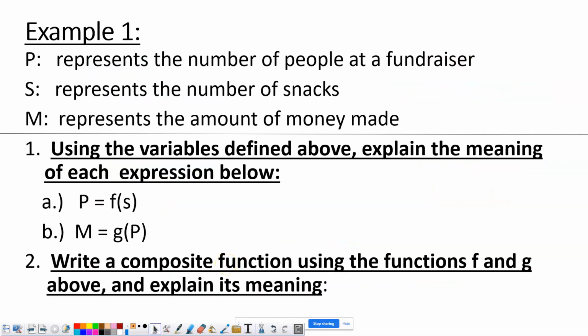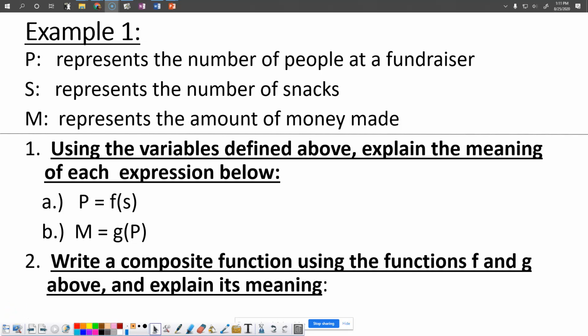All right, so let's go ahead and take a look at example 1. For example 1, what we're going to do is work on interpreting these things in the context of a word problem. So let's say that P represents the number of people at a fundraiser. S represents the number of snacks at the fundraiser. M represents the amount of money made at the fundraiser. So we have 3 letters up there that each represent something. And now we're going to look at number 1 here. It says, using the variables defined above, explain the meaning of each expression below.